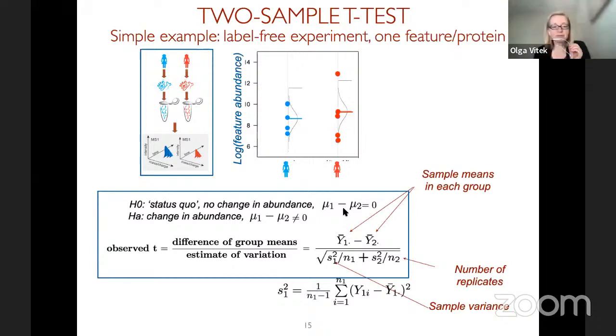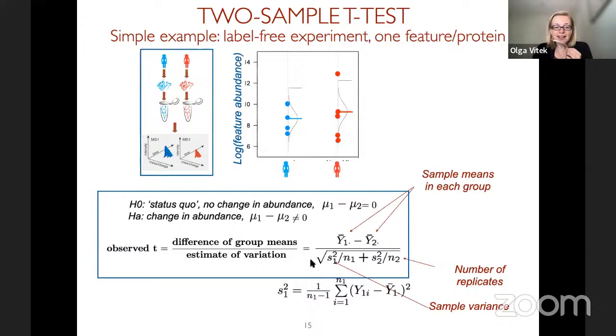For that, we essentially build a signal to noise ratio. Our signal is the difference between the group means. We do not know what happens in the entire population, but we know what the means are in our data. So this will be the mean in the first group versus the mean in the second group. And the noise is how much variation we expect to see for each of those two means. This is a little bit tricky, so I'll take a minute for that.